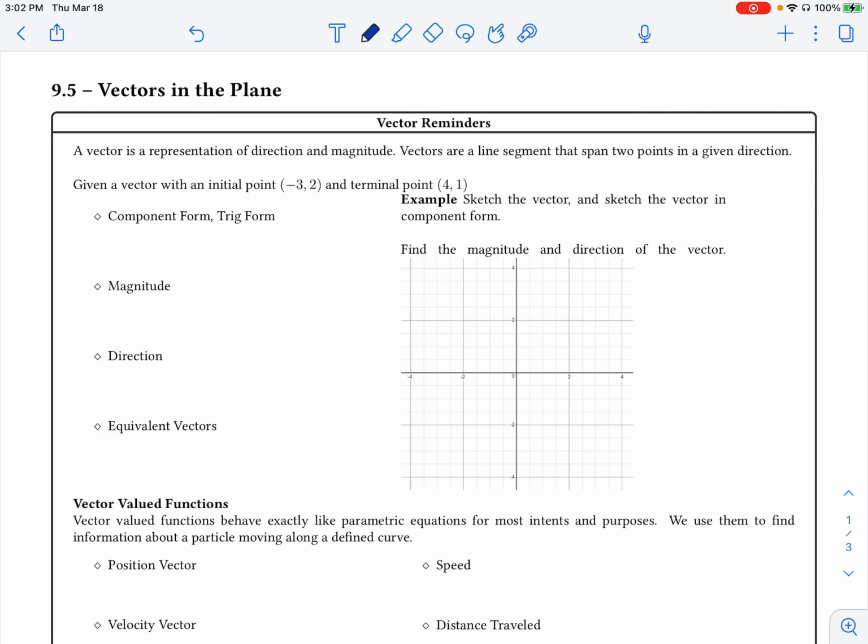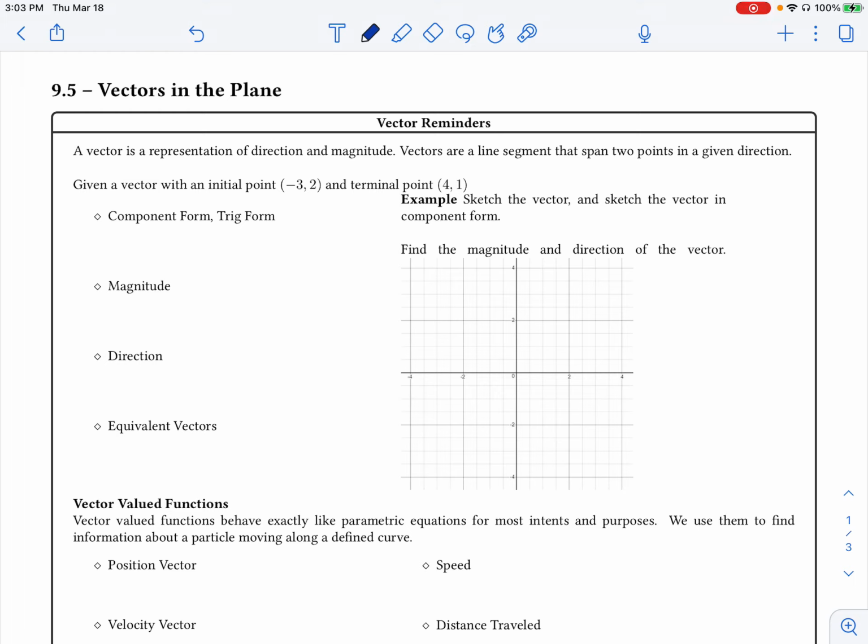We're going to explore vector valued functions because they behave almost exactly like parametric equations for most of the purposes and intents of our course here. I would encourage you to make sure that you review vectors on your own. I will link a couple of videos I have on vectors and how they work. But let's just do a quick breakdown and review of vectors in a plane.